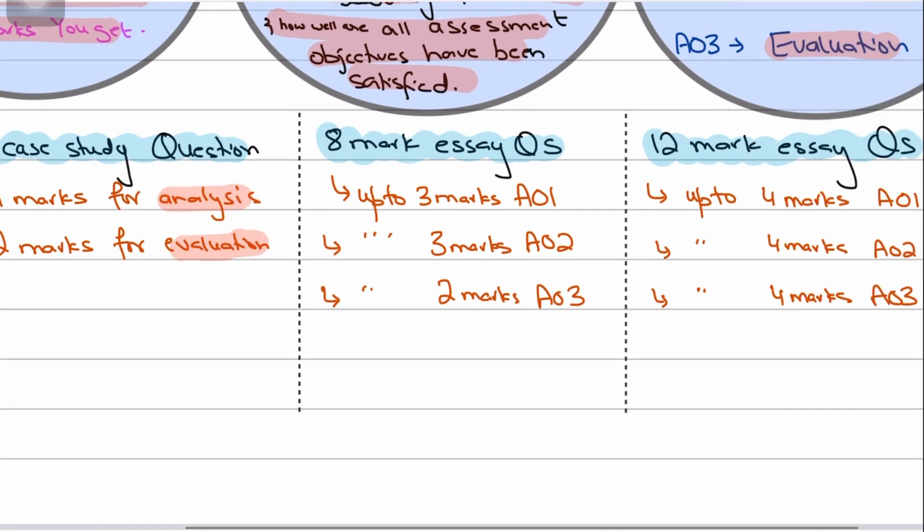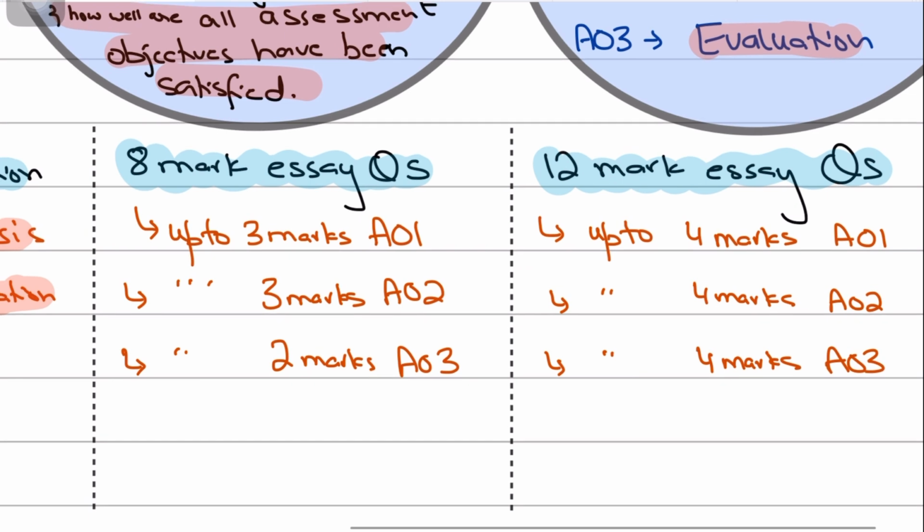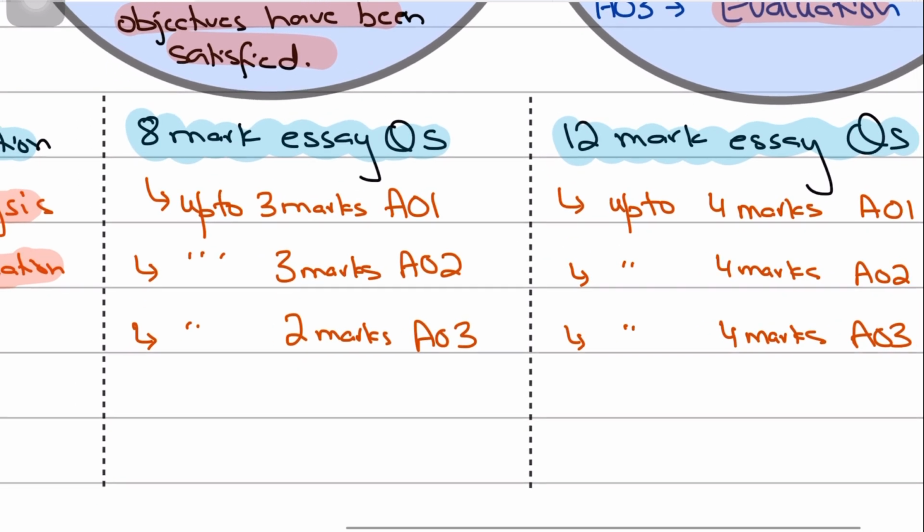Similarly, in the 8-mark essay questions in section B and in section C, that is your essays, up to 3 marks are reserved for assessment objective 1, that is knowledge and understanding of the topic, of the question, of what the narrative in the question is.